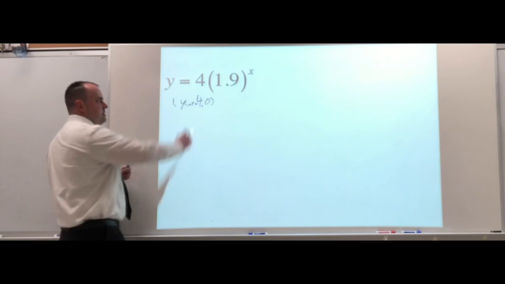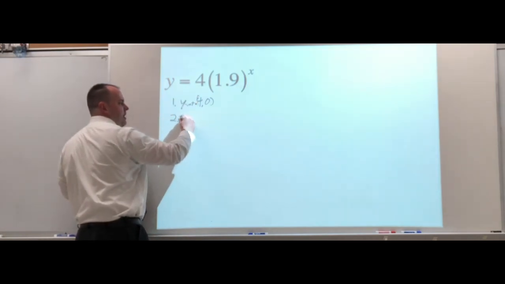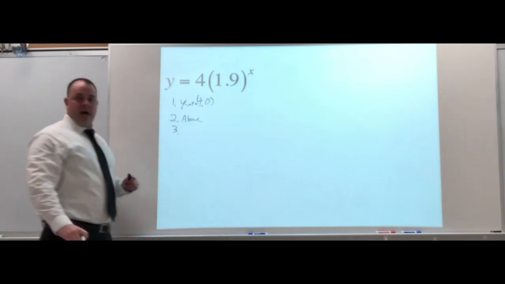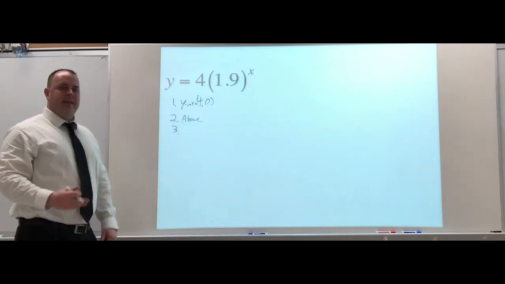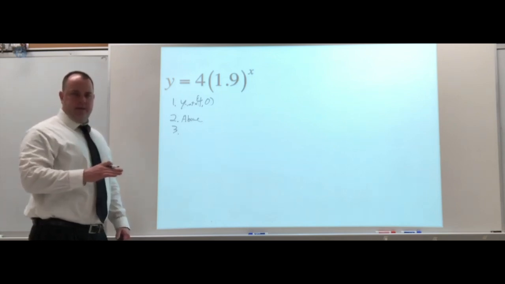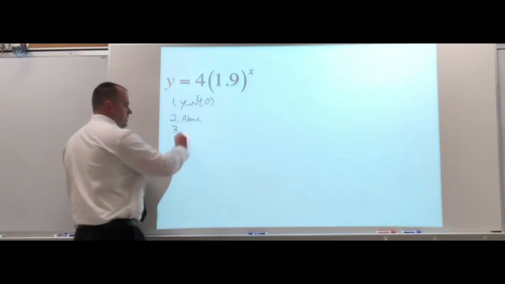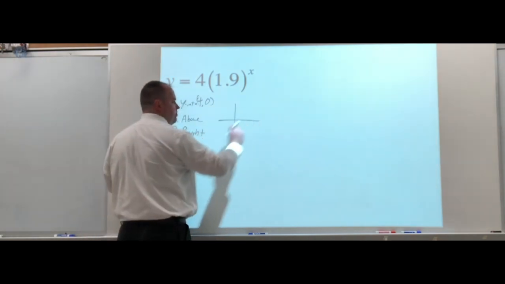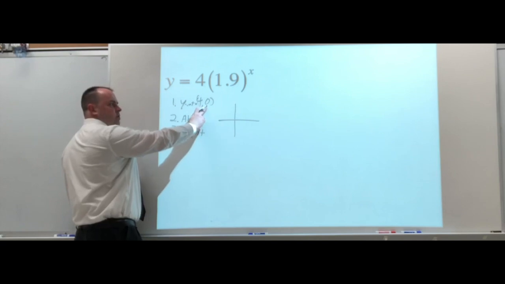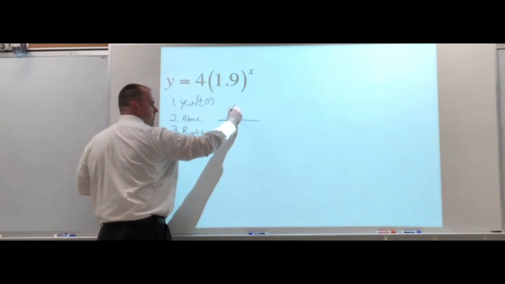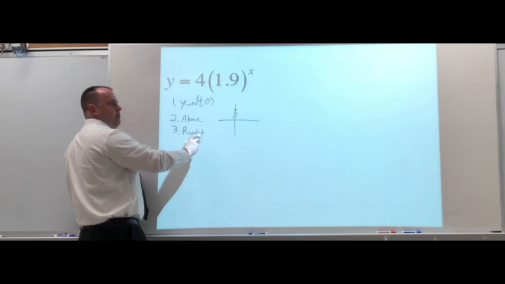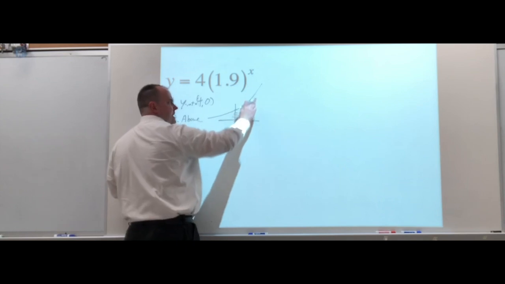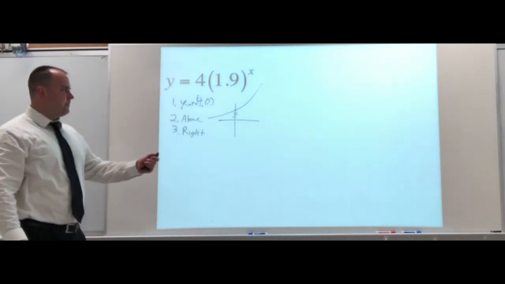Is it above the x-axis? 4 is positive, so yes, it is above. And the last part, it's 1.9. So 1.9 is greater than 1. That means it moves away from the x-axis to the right. So that graph, you should just with those points know, okay, it's crossing at (0, 4). It's above the x-axis and it moves away to the right. So it would look something like that, away from the x-axis, up and to the right.